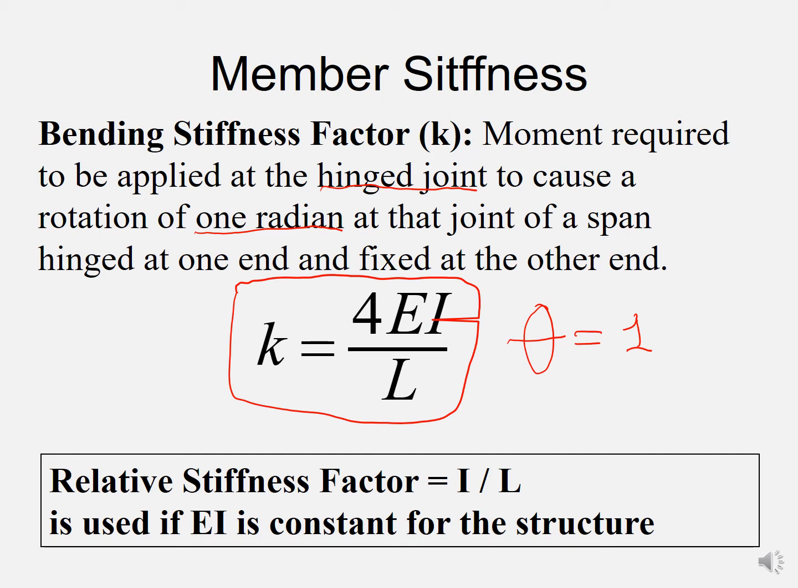The relative stiffness factor is defined as the ratio of the moment of inertia divided by L. This parameter is usually used when the value of EI is constant for the whole structure. This can be shown in the following examples.